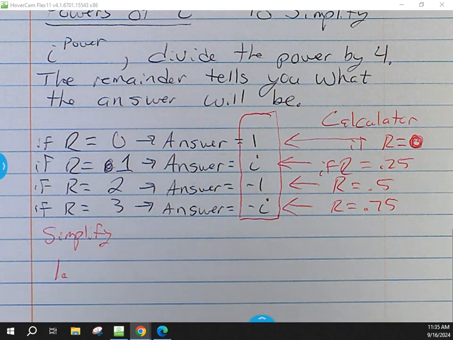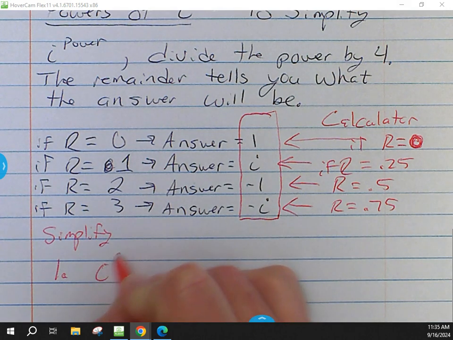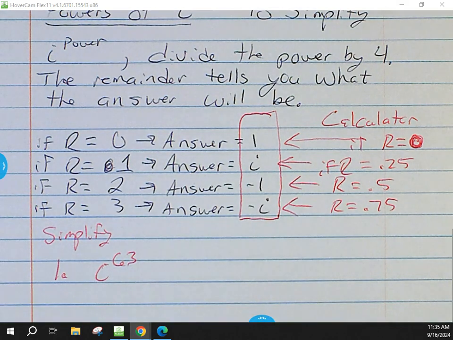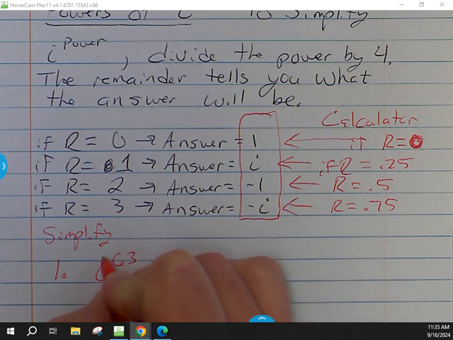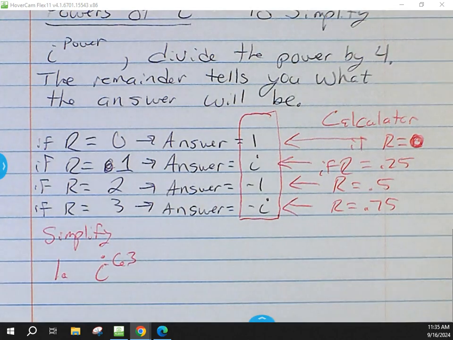We'll do 3 just to make sure we got it here real quick. Let's do i to the 63 power. Some people say that looks like a C. Well, no, it's an i. It's not an L. It's not a C. It's an i.